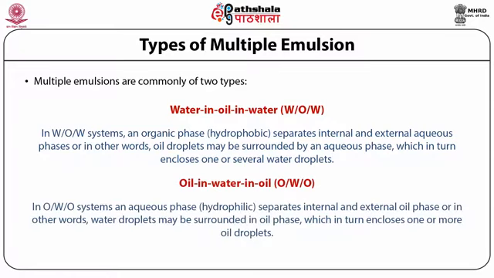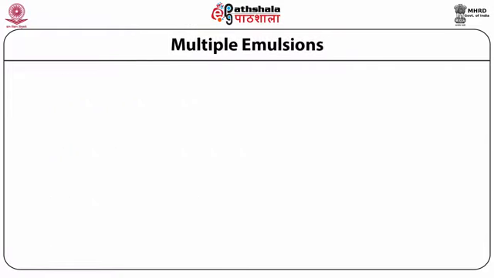In oil in water in oil systems, an aqueous phase, that is a hydrophilic phase, separates internal and external oil phases. In other words, water droplets may be surrounded by an oil phase, which in turn encloses one or more oil droplets. This diagram is showing different types of multiple emulsion.